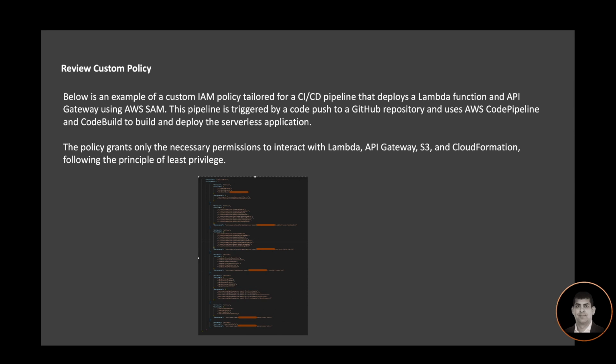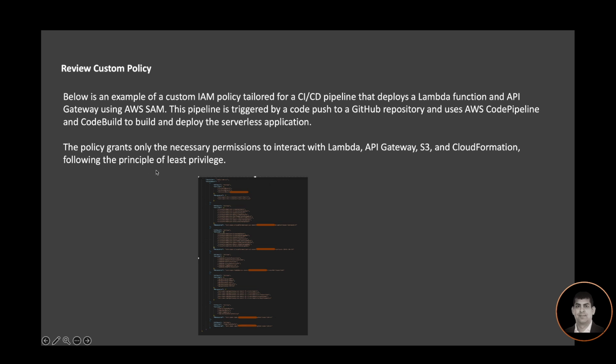Let's look at our custom policy. So this is an example of a custom IAM policy tailored for a CI/CD pipeline that deploys a Lambda function and API Gateway using AWS SAM. This pipeline is triggered by a code push to a GitHub repo and uses AWS CodePipeline and CodeBuild to build and deploy the serverless application.